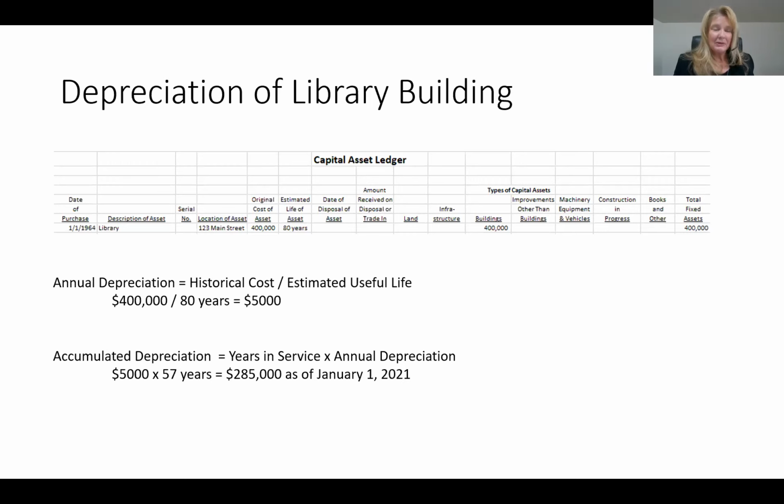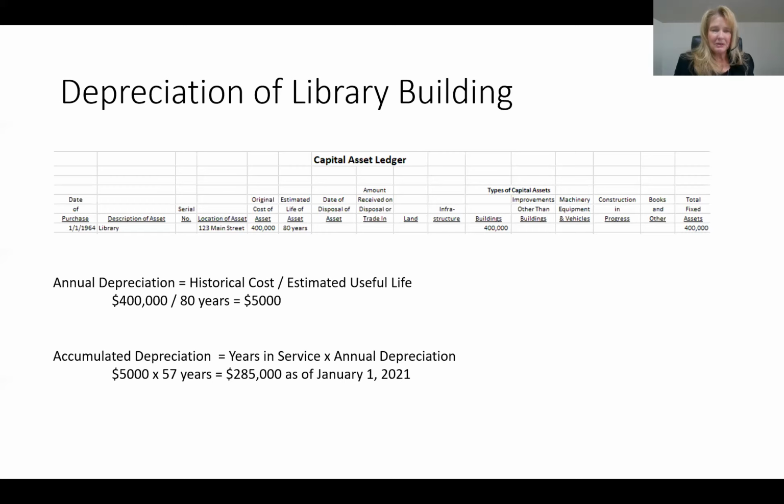I am allocating that cost over 80 years. And that is going to mean that I depreciate that building by $5,000 per year. Now, we have to come up with a January 1 accumulated depreciation balance, as if we'd always been depreciating this library building. So that's not too hard. The accumulated depreciation amount is equal to the years in service. So my building's been in service for 57 years times my annual depreciation amount of $5,000.